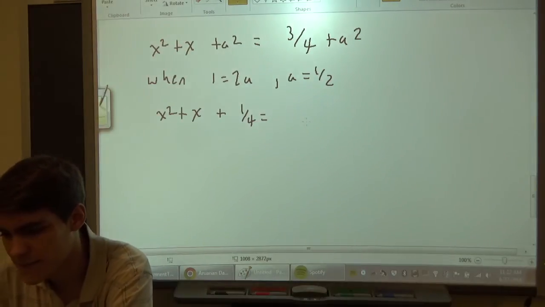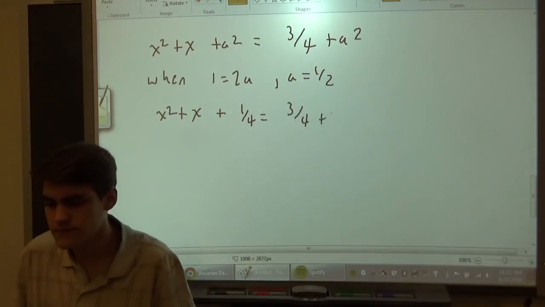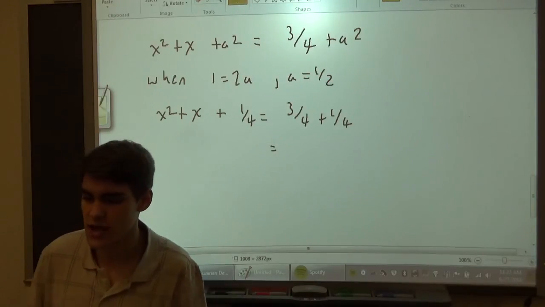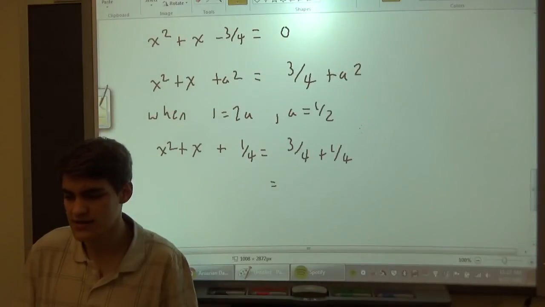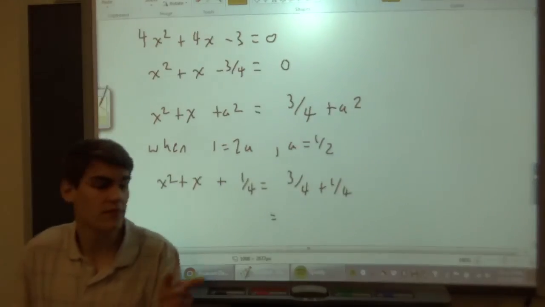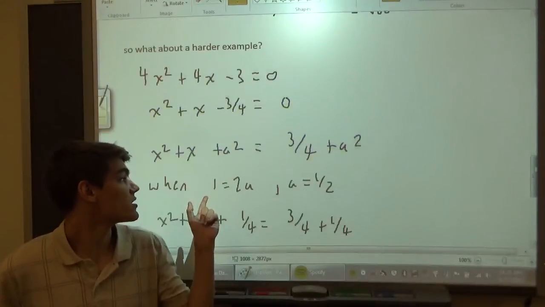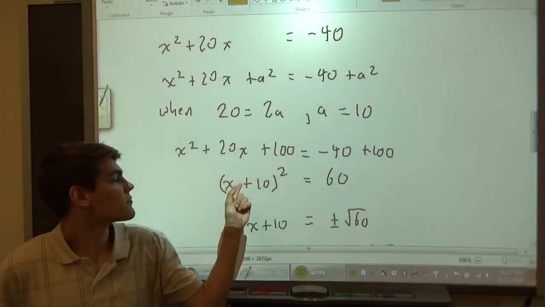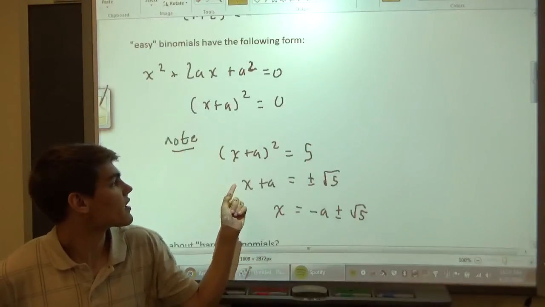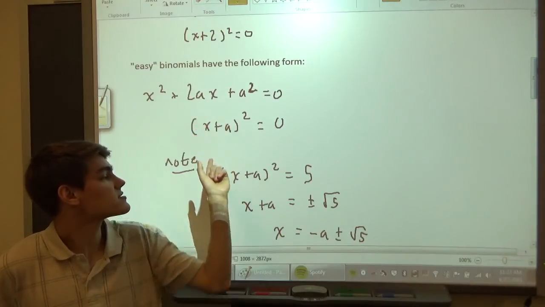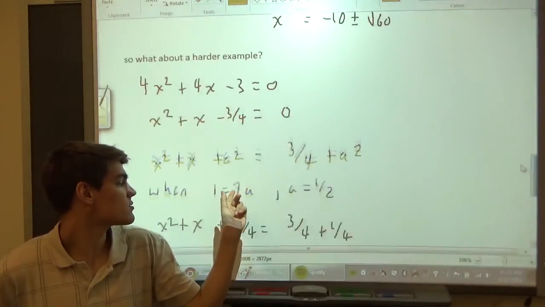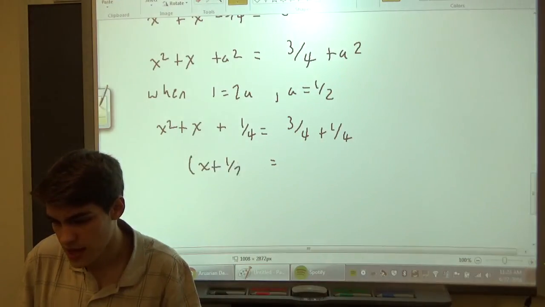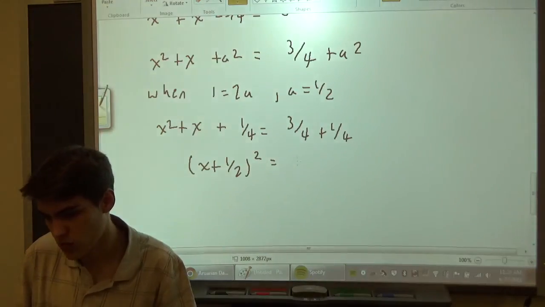You know what, I'm just going to write that out. And this side is going to be x plus a half squared, right? Because if our a is a half, and we have a perfect binomial, which we know we do because we forced it into a perfect binomial, we can write this. X plus a squared. So if we have this and we have a, we can always write this. So I'm going to write a is equal to half, x plus a half squared. This is going to be 1.